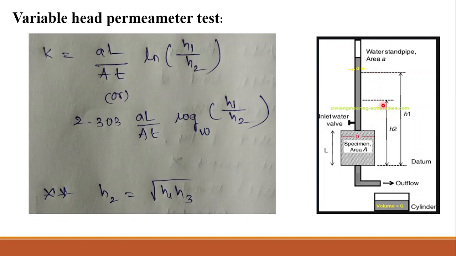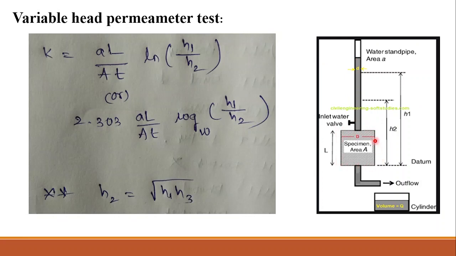Then you have to note down the time difference between H1 and H2, and the values of H1 and H2. You can take them randomly. For example, I am taking 5 centimeter height, then I will wait up to 2 centimeter. I will note down how much time it is taking. I will note down this head difference, the H1 and H2 values, and the time taken for the water to come from H1 to H2. And remember, the stand pipe, the smaller pipe, has area small a and the larger pipe has cross sectional area capital A.